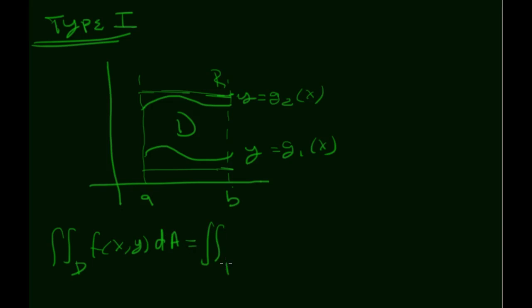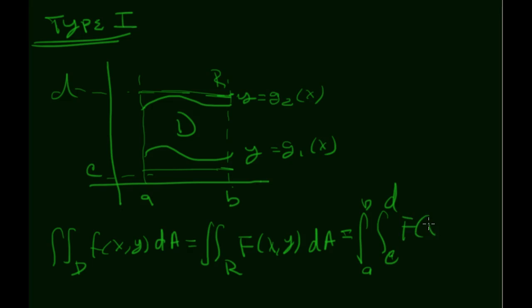is the double integral over R of big F of xy dA. That means when I'm over D, we're counting it as f of xy. When I'm in R somewhere else, I'm counting this as 0. So this is an iterative integral from A to B, and from, let's call this C to D, of big F of xy dA.